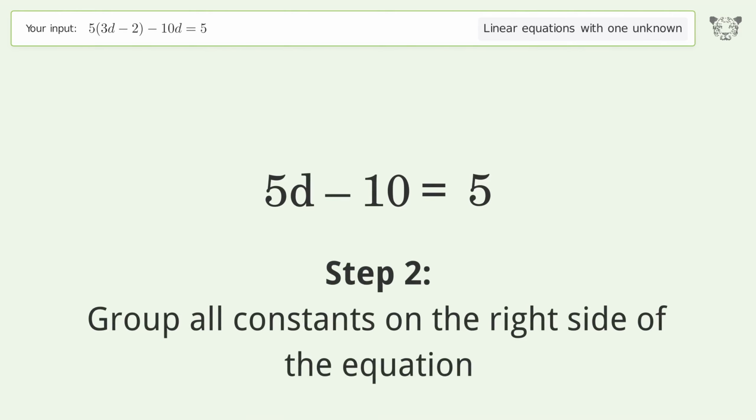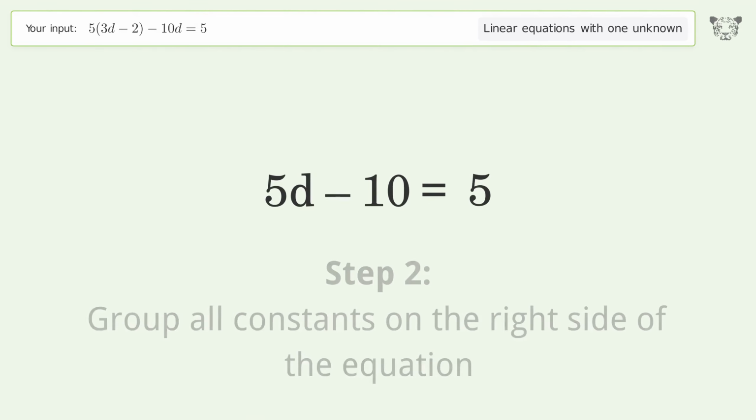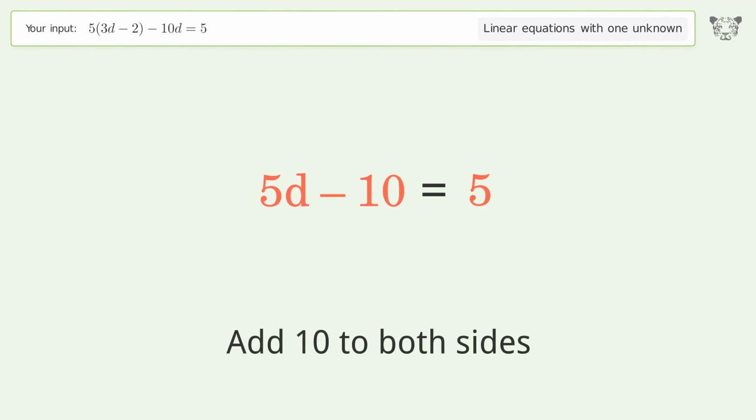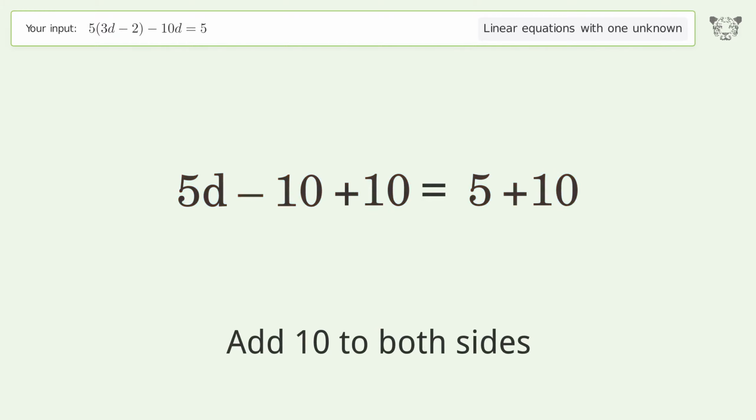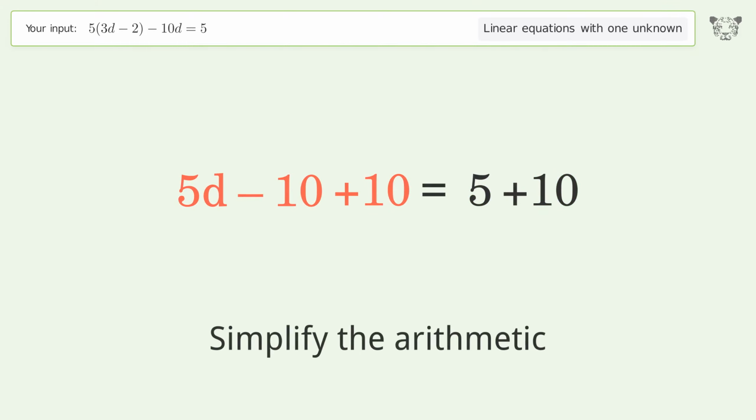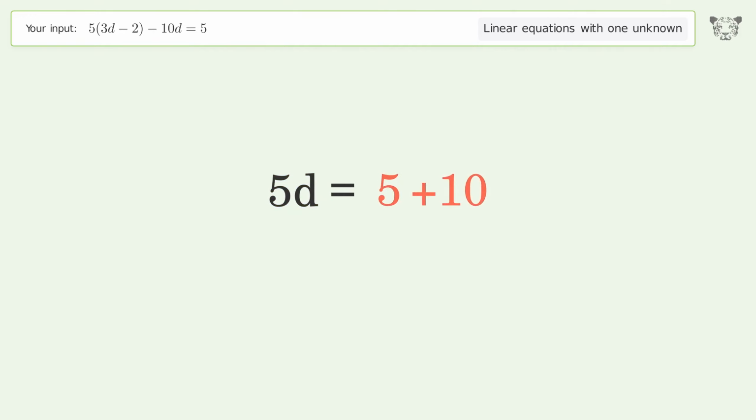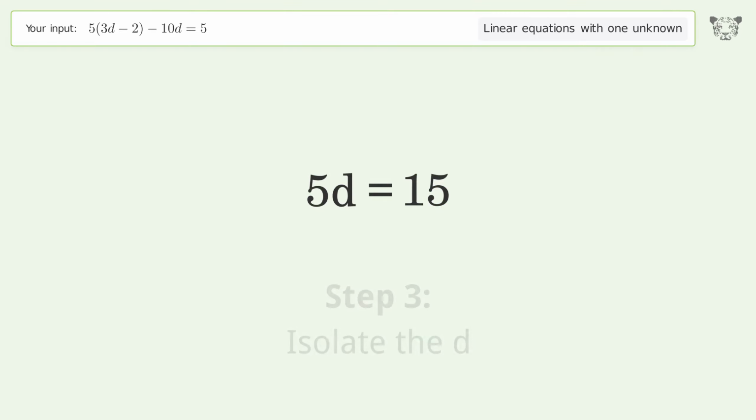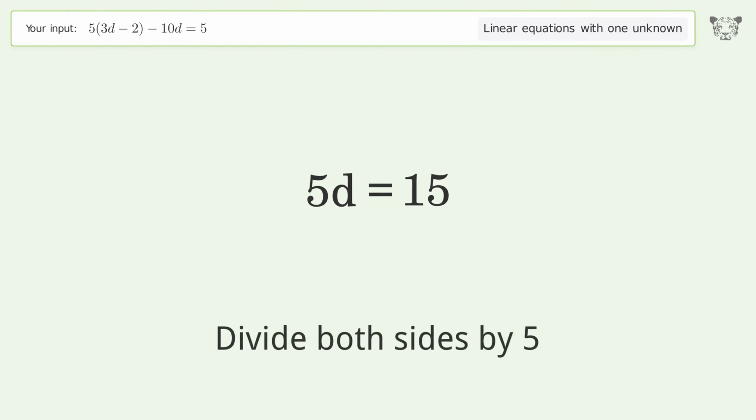Group all constants on the right side of the equation. Add 10 to both sides. Simplify the arithmetic. Isolate the d. Divide both sides by 5.